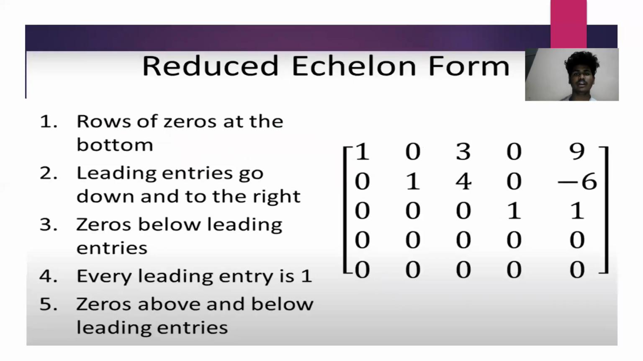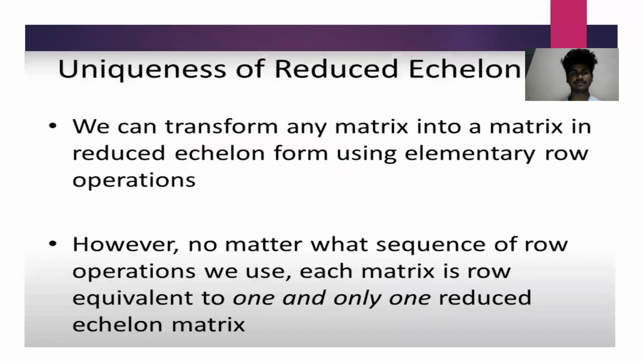And next is reduced echelon form. In this we have 5 points. First point, rows of zeros are at the bottom, and second is leading entries go down and to the right, and third is zeros below leading entries, and fourth, every leading entry is 1, and fifth is zeros above and below the leading entry.